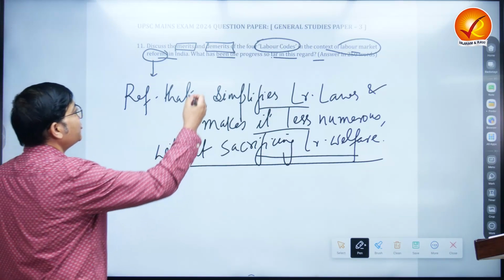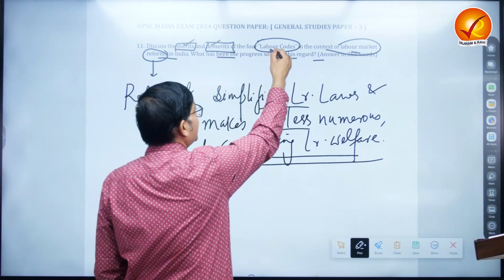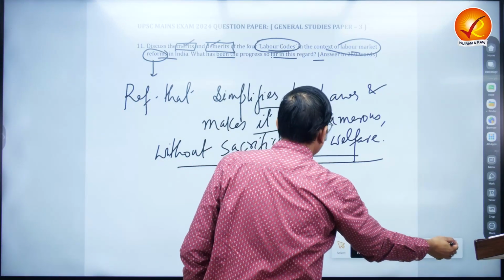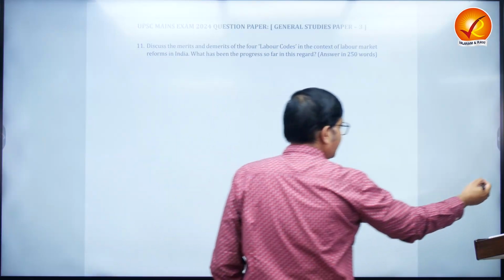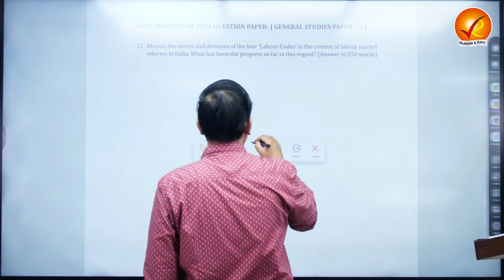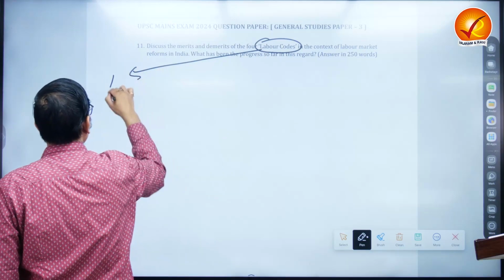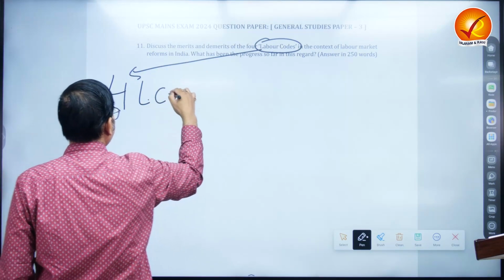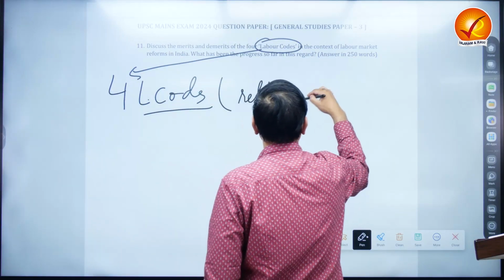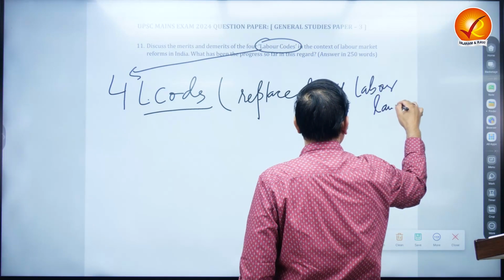Then you come to the two main parts, merits and demerits. But obviously for that you will first have to discuss what the labor codes are. You have enough words here, at least better than the others, so you can go into some detail. For example, you can talk about the labor codes which are given in 4 parts. These 4 labor codes have replaced 44 labor laws that were there earlier.